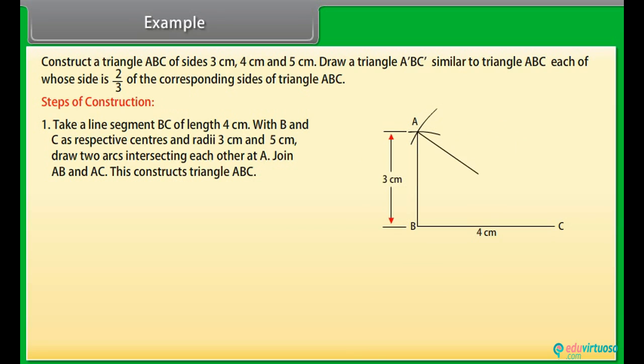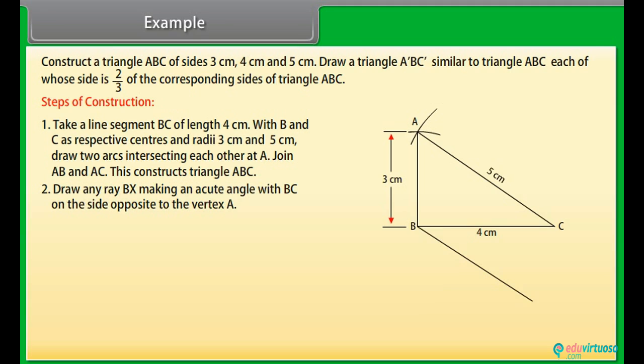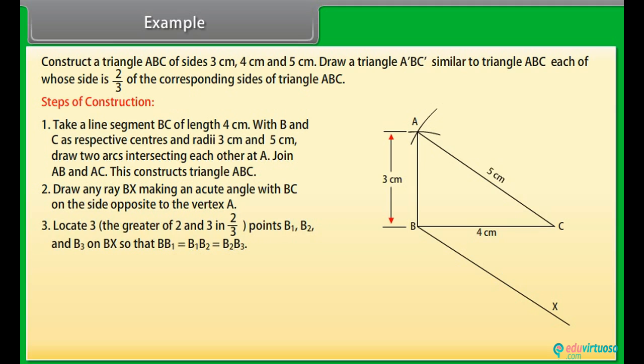Join AB and AC. This constructs triangle ABC. Draw any ray BX making an acute angle with BC on the side opposite to the vertex A. Locate 3, the greater of 2 and 3 in 2/3, points B1, B2 and B3 on BX so that BB1 is equal to B1B2, which equals B2B3.